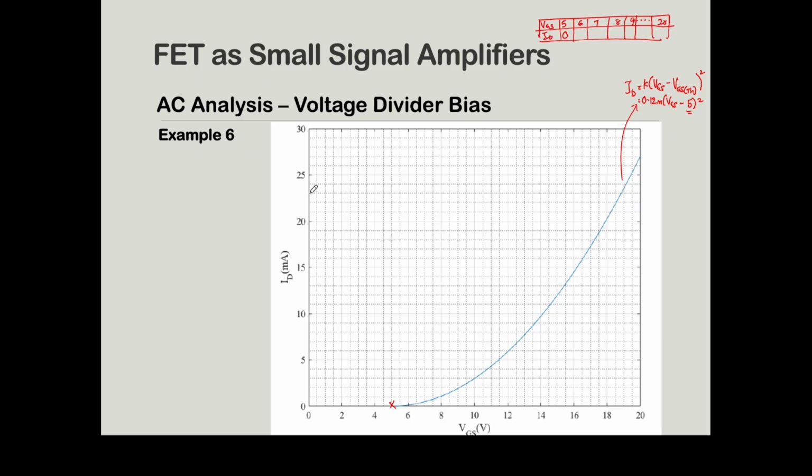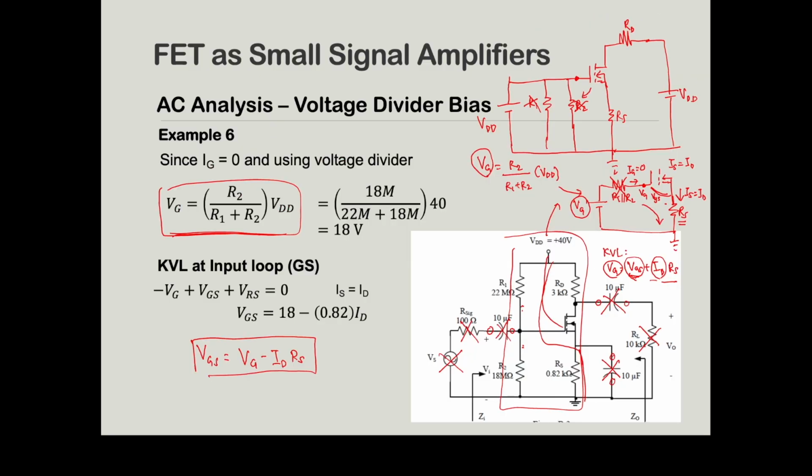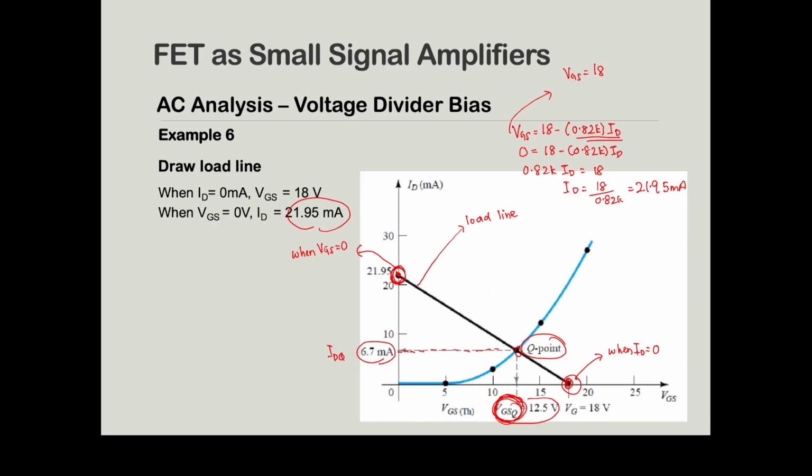We know load line is always a straight line. To draw a straight line, we need to get two points. One point at your y-axis, another point at your x-axis. To find the point at your y-axis, we take VGS equal to 0. So when your VGS is equal to 0, based on this equation, I have written it here.